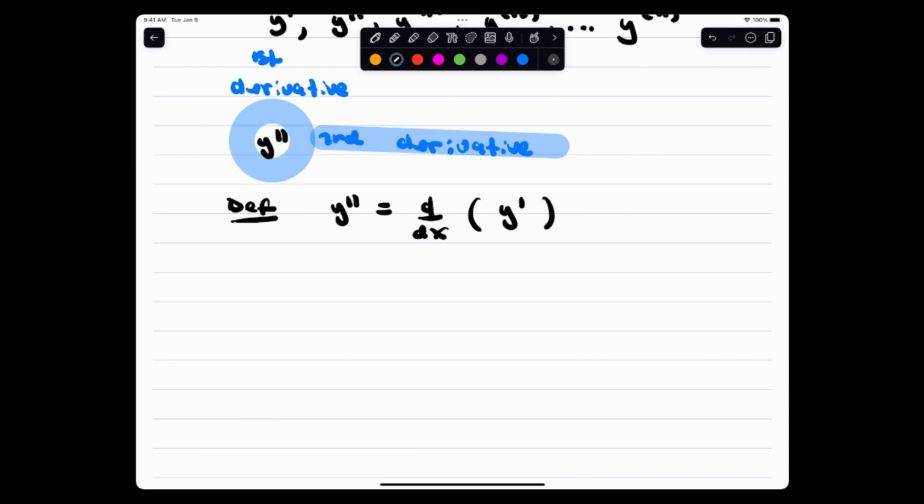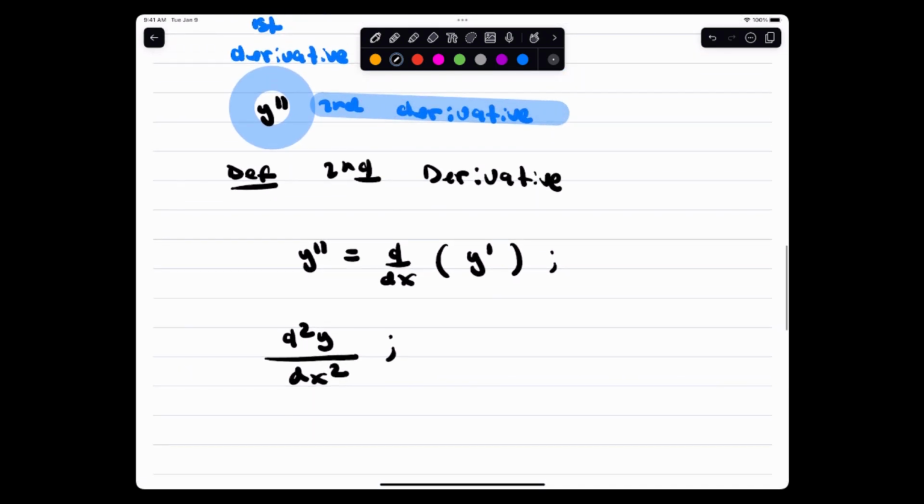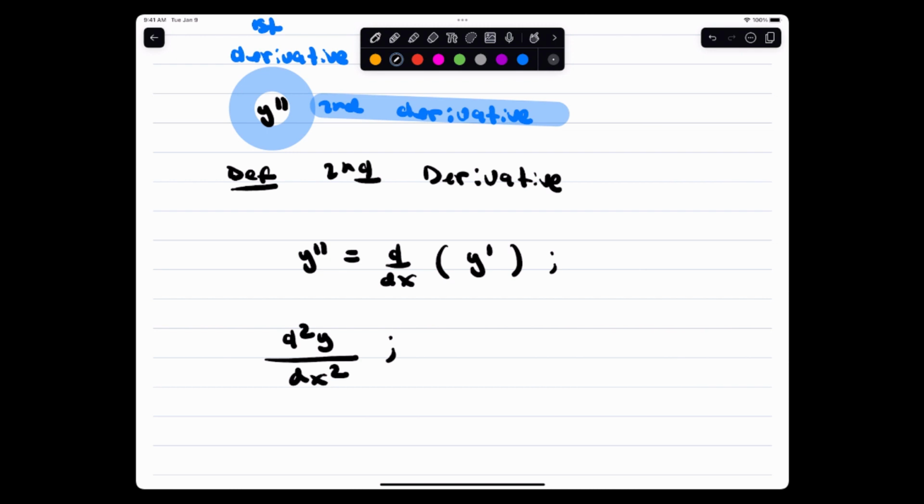And of course, there's a lot of different notations. You might have d squared y over dx squared. That's also a second derivative. Let's say this is the definition of the second what? Derivative. Okay? And this is a different notation you can see.